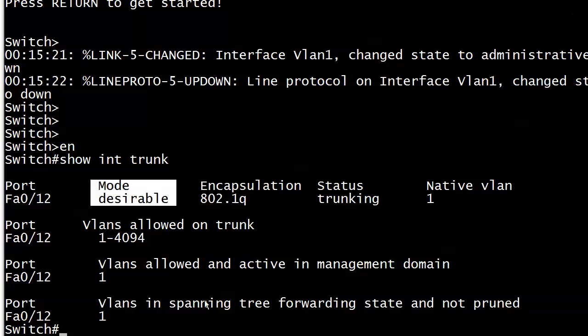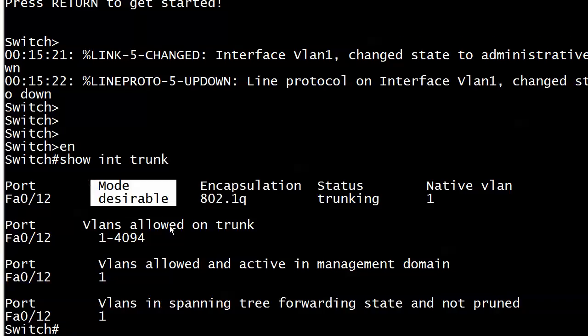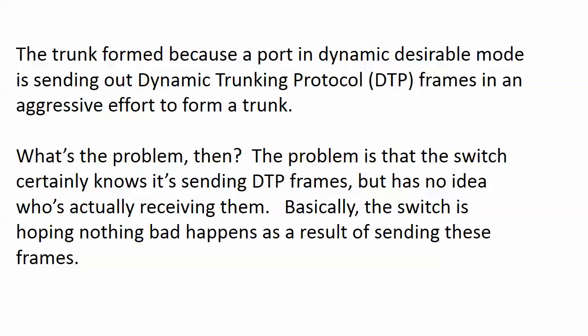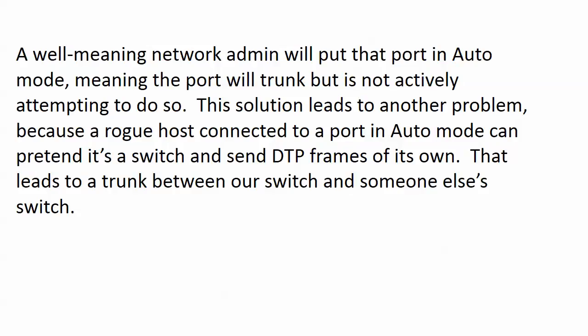It's one less thing for you and I, the admin staff, to worry about, but it can be used against us, and here's why. The reason that trunk formed is because a port that's in dynamic desirable mode, and let me show you this one more time, it's just going to appear as desirable here in show interface trunk, is sending out Dynamic Trunking Protocol frames, DTP frames, in an aggressive effort to form a trunk. The problem is that the switch knows it's sending DTP frames, but has no idea who's getting them. Basically the switch is saying, gee, I hope only the legitimate devices get these frames, and I'm not sending them to a switch that perhaps is not under my administrative control, a rogue switch, because that does happen.